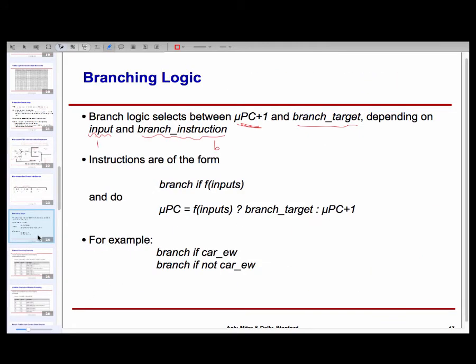Let's imagine I want instructions of the following form. I say branch if input satisfies some condition. For example, branch if car east west is high, otherwise stay put or move to the next instruction. Branch if car east west is 0, otherwise go to the next instruction. So these are basically saying if some condition is met, jump to a new state, otherwise move to the next state. So implied out here is otherwise go to next state.